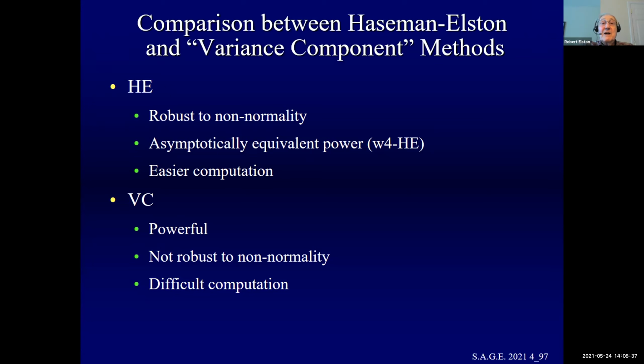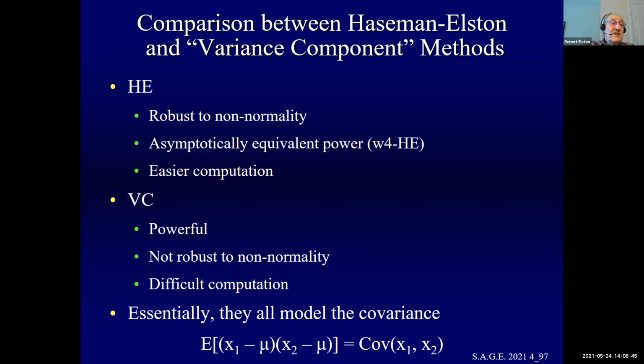Because we're slowly coming to the end of this session, I think. All right, let's see what's next. Essentially, they all model the covariance, the covariance of X1 and X2. That's exactly what they're all doing, either by maximum likelihood or by some method of moments, if you like, because that's what the regression method is largely.